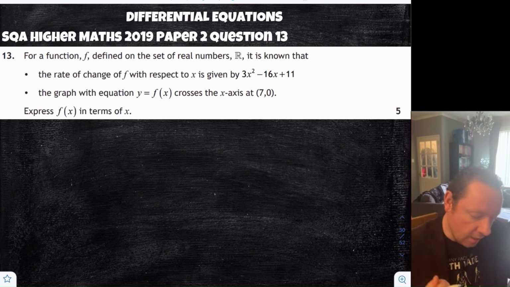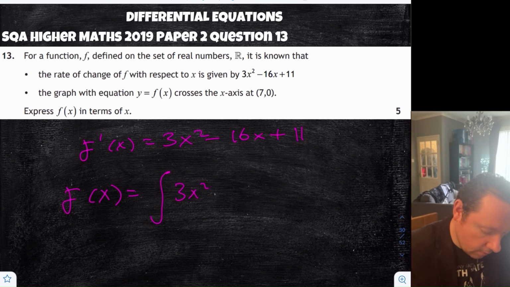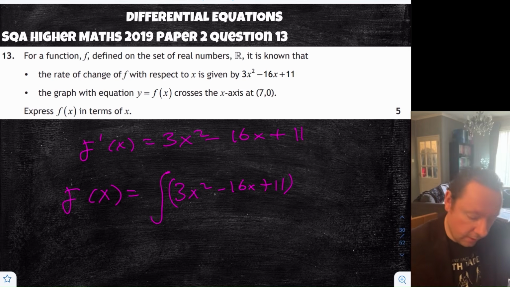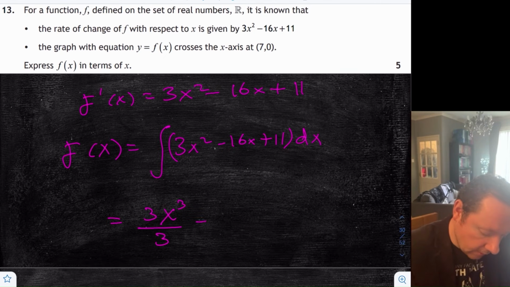Well, rate of change means differentiation. So we know that f dash x equals 3x squared minus 16x plus 11. So that means that f of x is the integral of this. And we'll get to the second bit of information to get c in a minute. So integrating that, we get x cubed times 3 over 3 minus 16x squared over 2 plus 11x plus c.